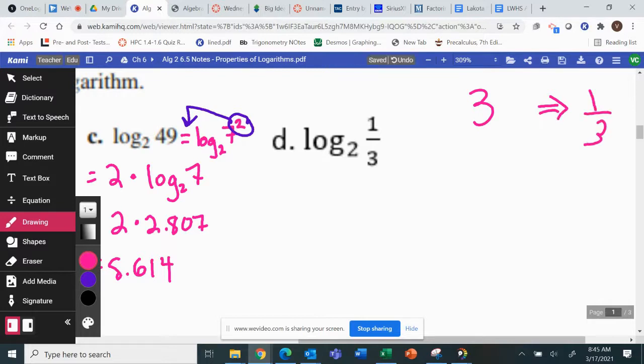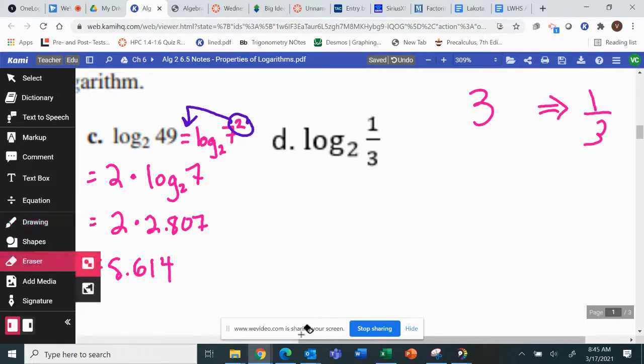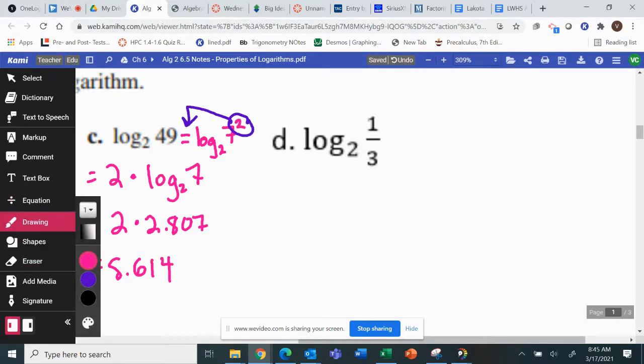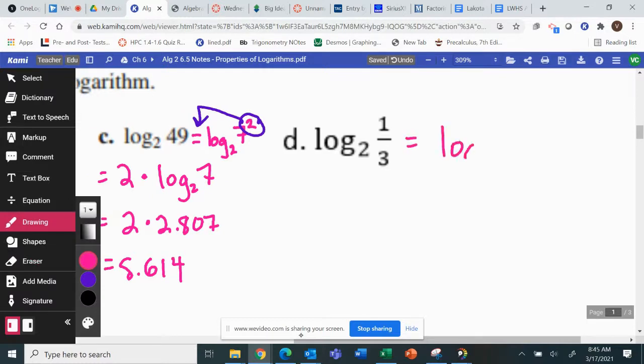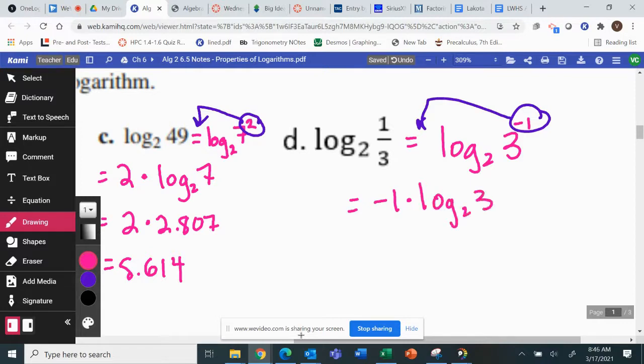A negative exponent. Perfect. So we're going to use log base 2 of 3 to the negative 1. So where does that negative 1 go? In front, it becomes multiplication. In front, so we have negative 1 multiplied by log base 2 of 3. And log base 2 of 3 was 1.585. So I have the answer.